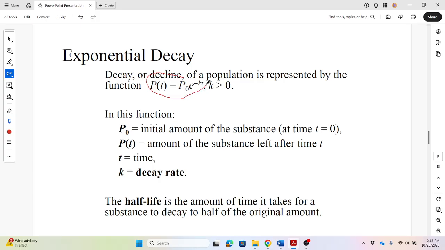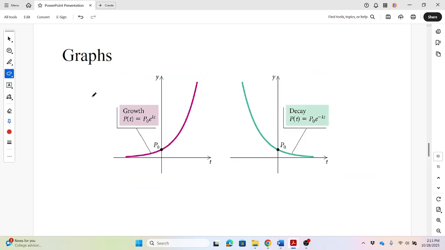This is the model for exponential decay, because there is a negative sign here. K represents the decay rate. There is one terminology we use quite often in application problems, called half-life. The half-life is the amount of time it takes for a substance to decay to half of the original amount. So let's say the original amount is this much. How long does it take to make it half? That time is called the half-life of this substance. This is the graph for growth, and this is the graph for decay.